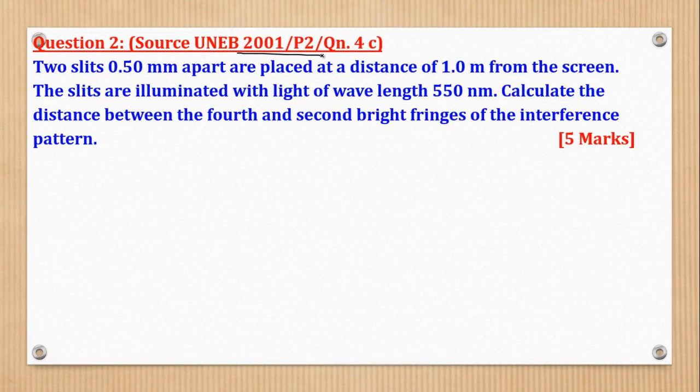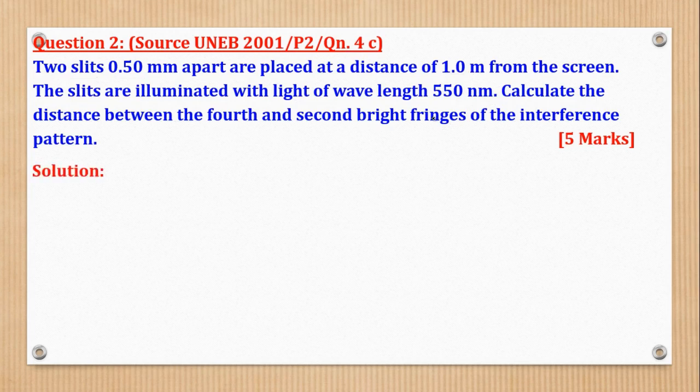Then question 2 came from UACE 2001 paper 2 question 4c, and it says two slits 0.5 millimeters apart are placed at a distance of 1 meter from the screen. The slits are illuminated by light of wavelength 550 nanometer. This is nm, nanometer. Calculate the distance between the 4th and 2nd bright fringes of the interference pattern.